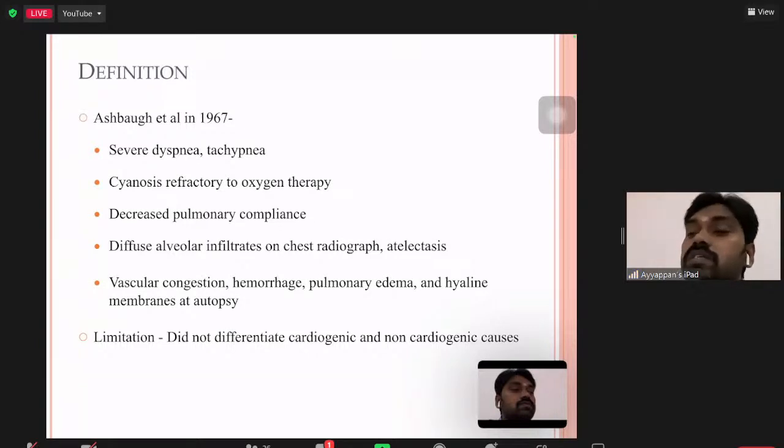And these patients on autopsy had vascular congestion, hemorrhage, with fine micro and macro thrombi in the vasculature. But again, the major limitation of it was that it did not differentiate between cardiogenic and non-cardiogenic causes, because all the above-said autopsy as well as the clinical findings can also be seen in cardiogenic pulmonary edema.